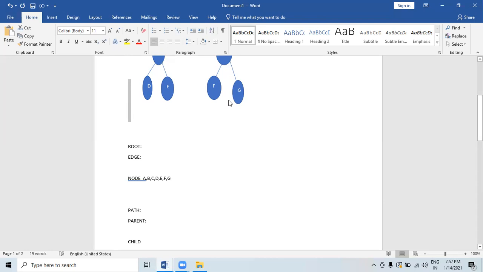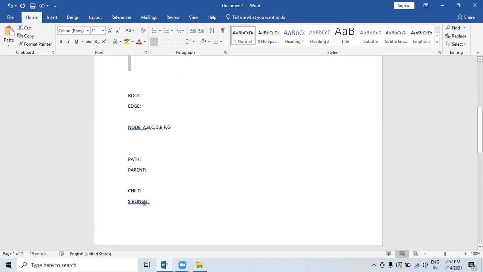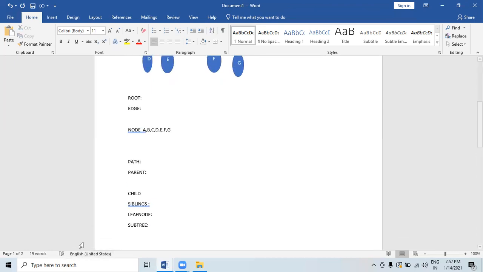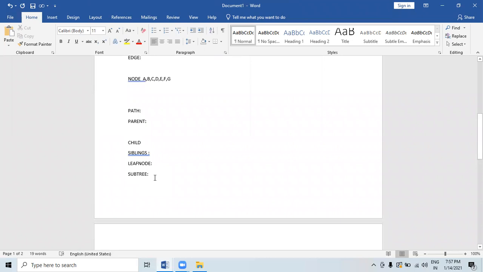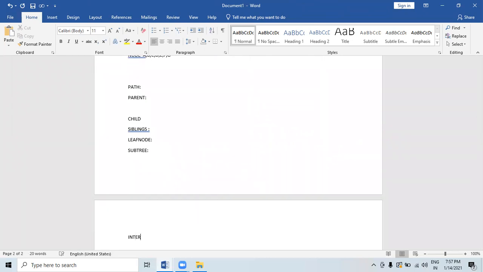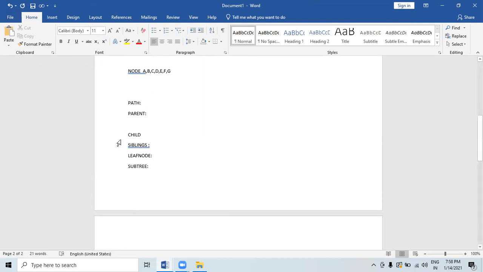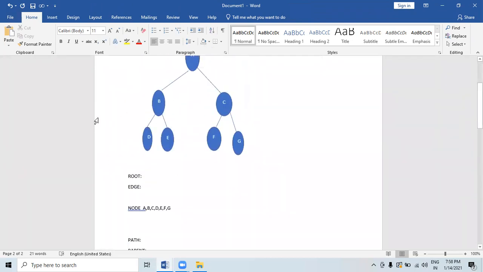Then internal node. A node of a tree that has one or more children is called an internal node. The root node is also said to be an internal node. If the tree has more than one node, internal nodes are also called non-terminal nodes. Internal node means which has children. We can say A, B, C are internal nodes.